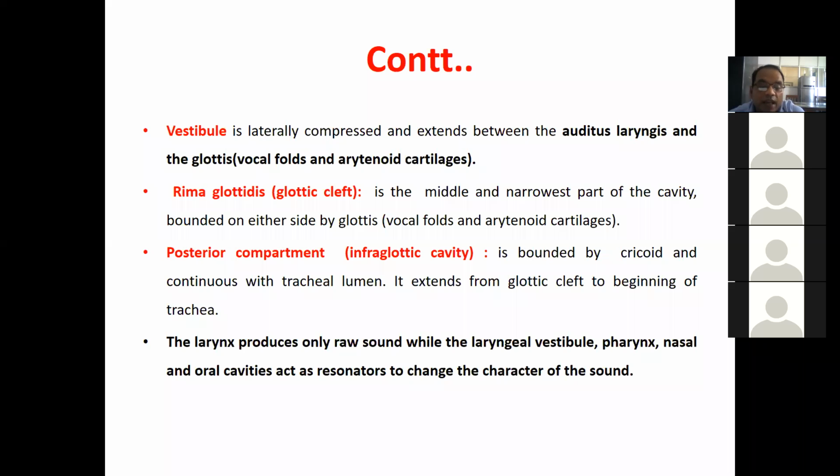So this larynx, I told you, is the sound producing organ. It produces only a raw sound, while the laryngeal vestibule, pharynx, nasal and oral cavity, including the intrinsic muscles of the larynx, all these structures act as a resonator to change the character of the sound.